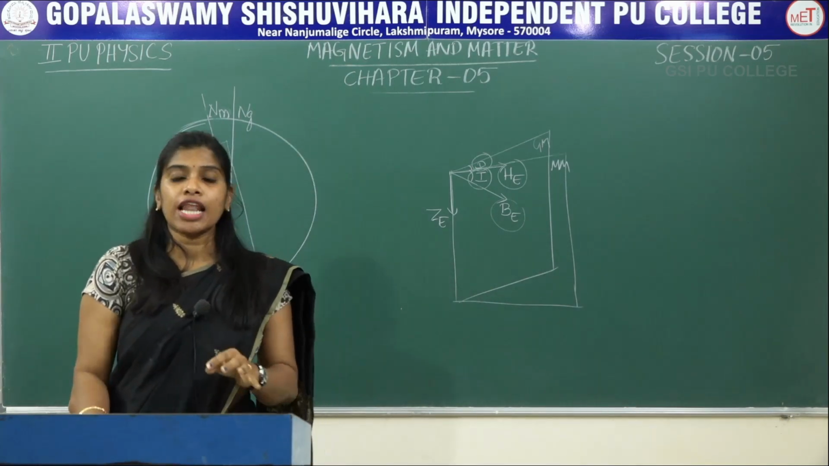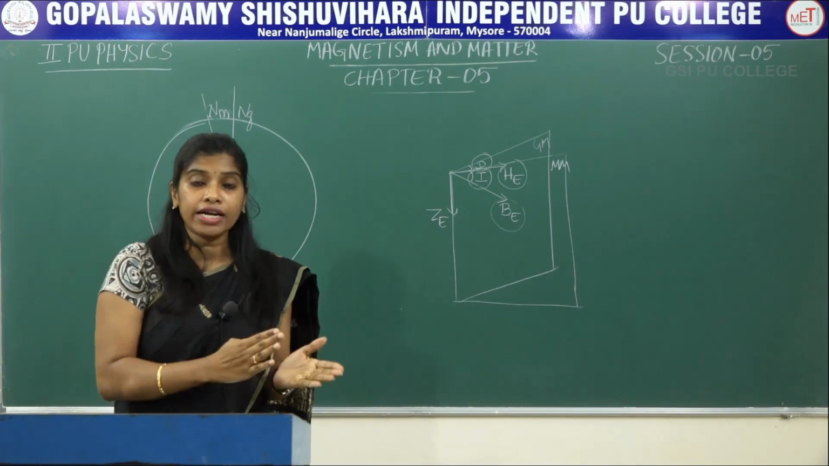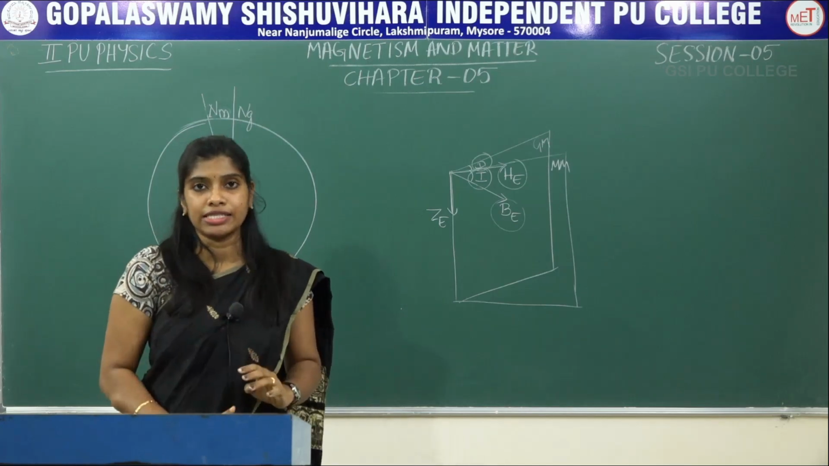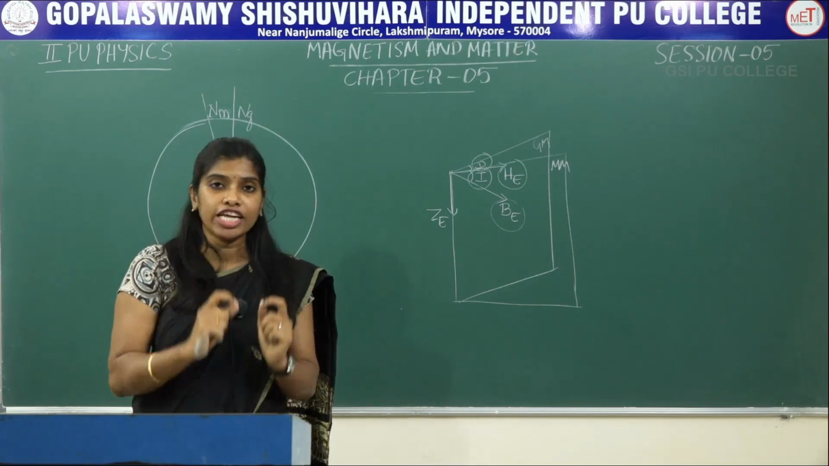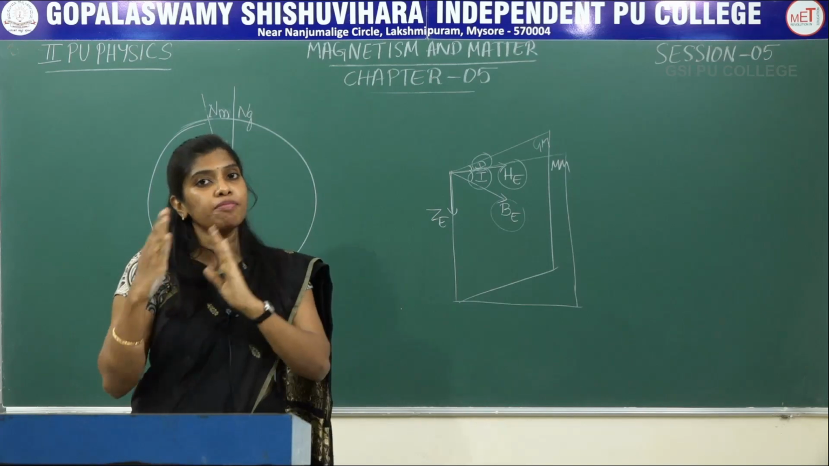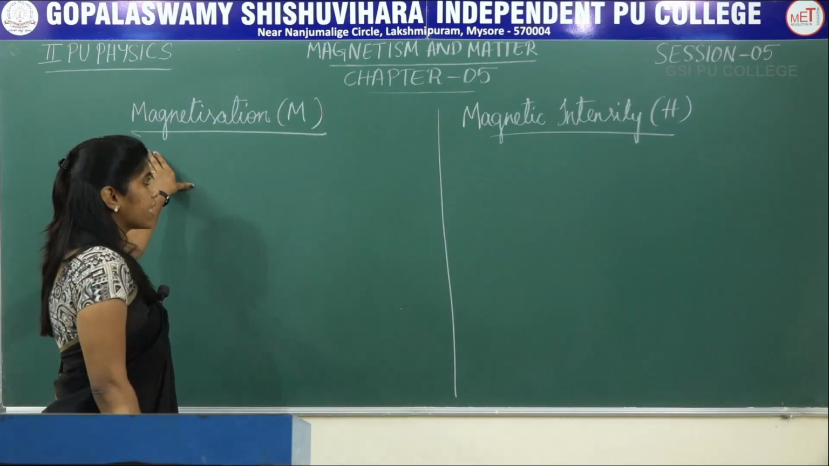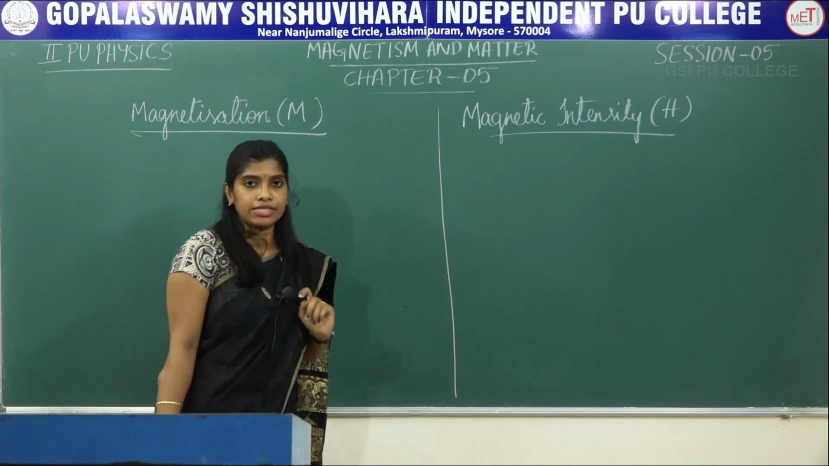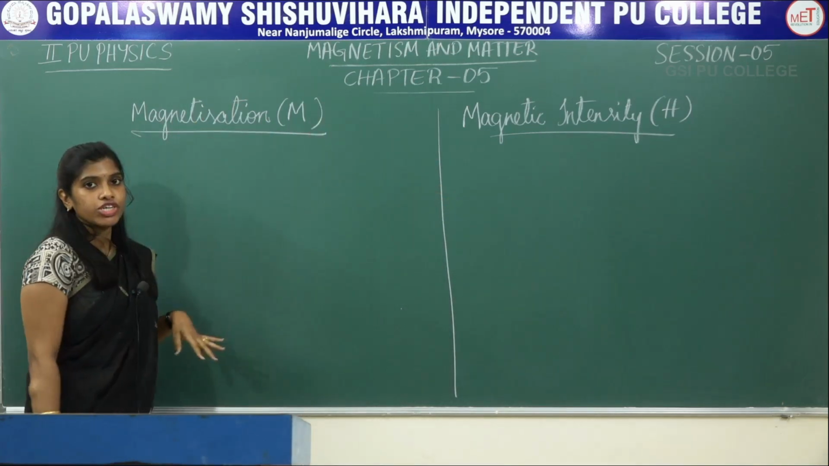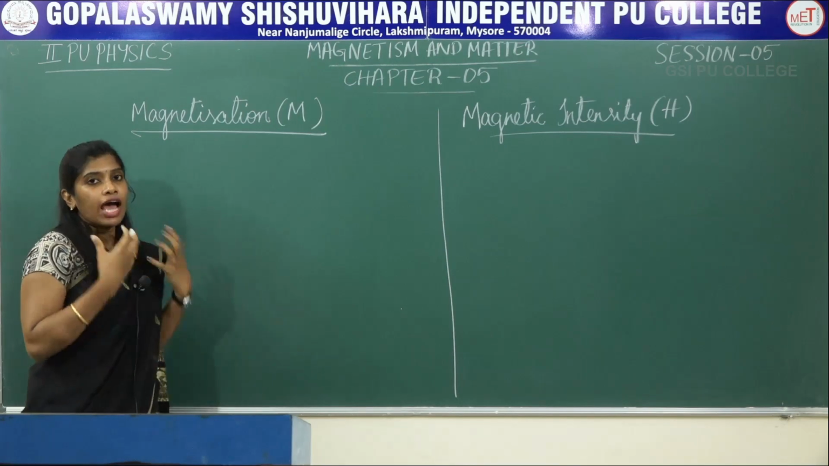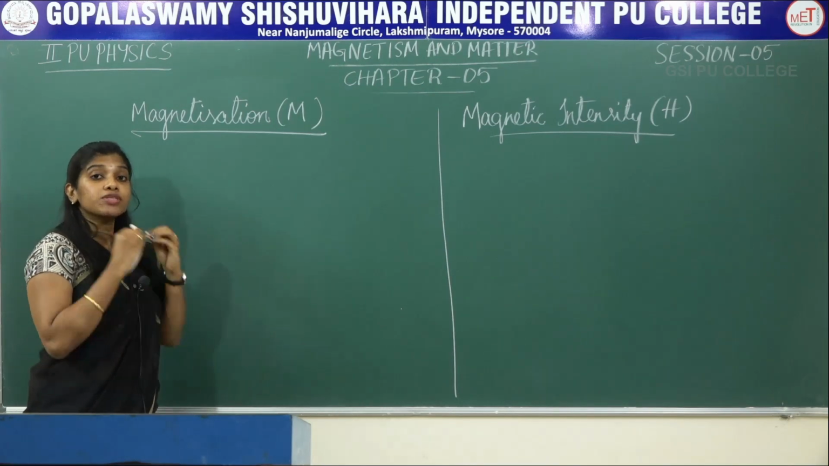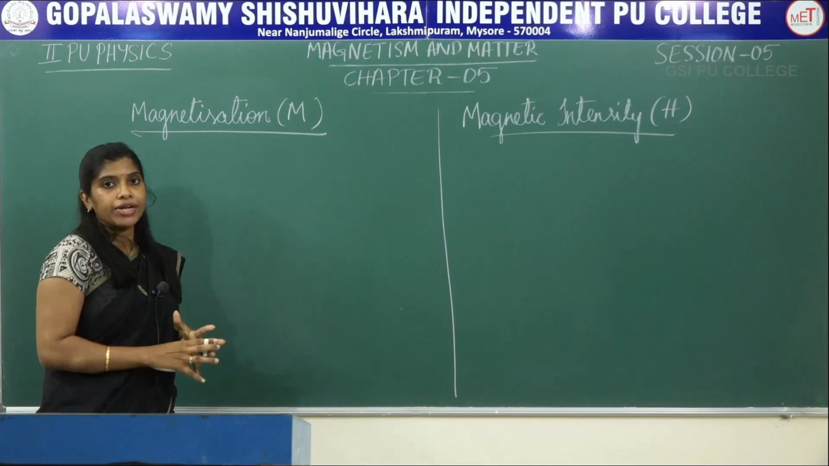Now in today's class, I am going to define what is magnetization and magnetic intensity, and also we are going to derive a relation connecting magnetization and magnetic intensity. So let's first discuss what is magnetization and magnetic intensity. Coming to magnetization, say I have an atom. What is an atom? An atom is the smallest unit of any matter.